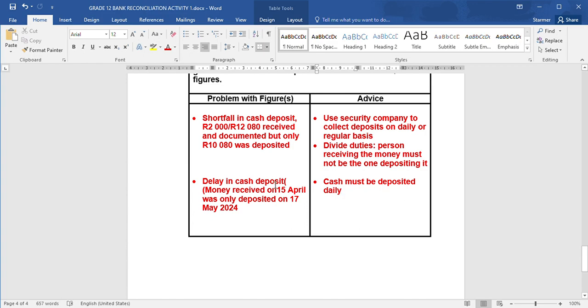The other thing here is there's been a delay in the cash deposit, okay, because money was received on the 15th of April, and if you look at the bank statement, it was only deposited on the 17th of May. That's almost a whole month later. You can't have that because that's poor internal control. So to rectify that situation, you should deposit cash on a daily basis rather.